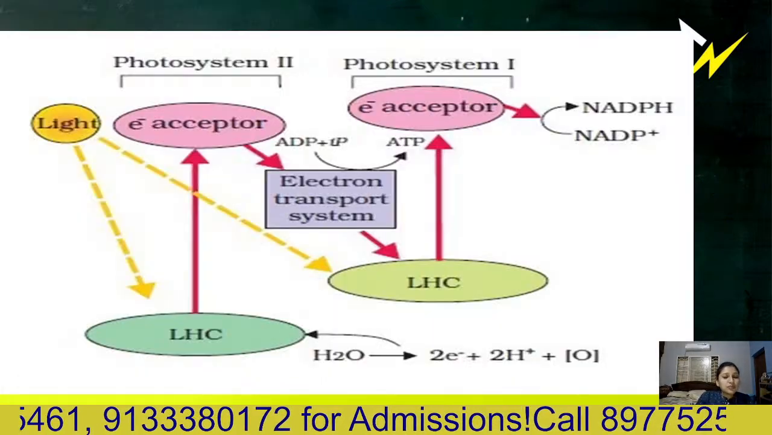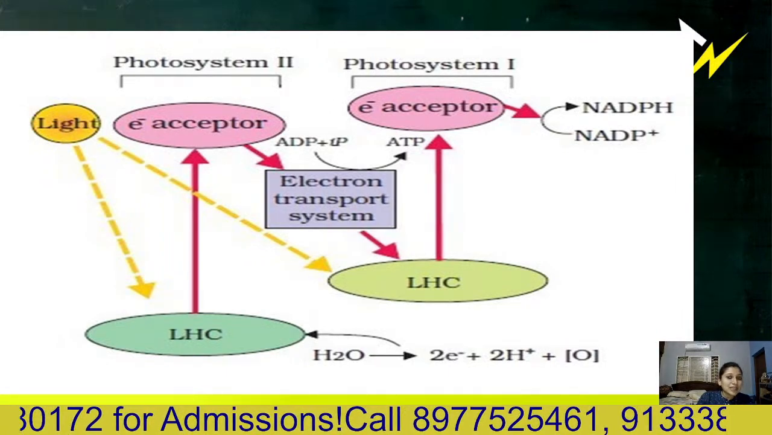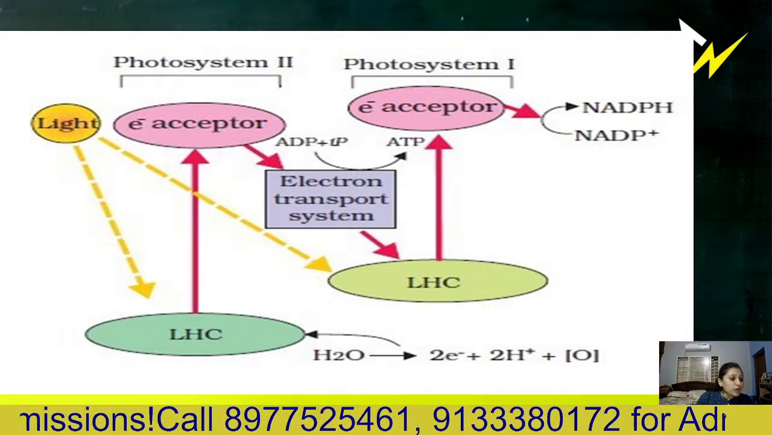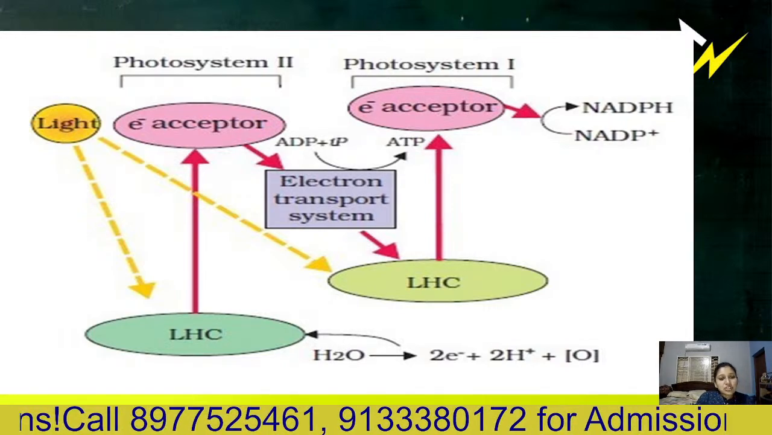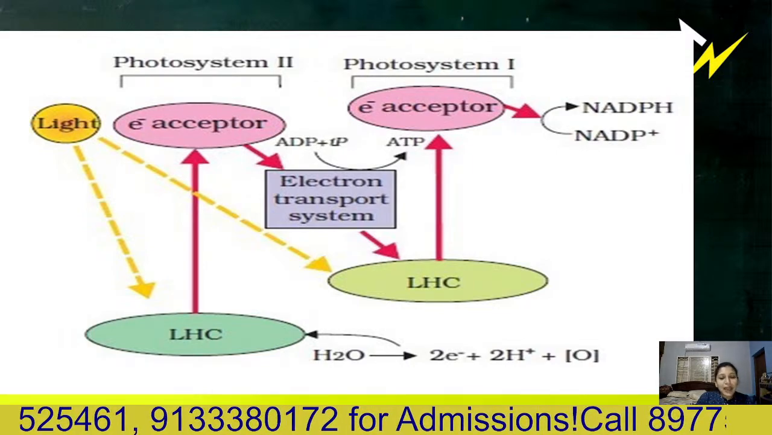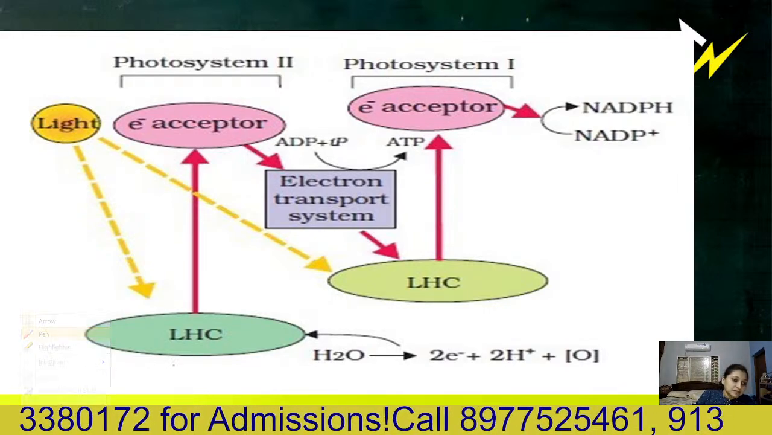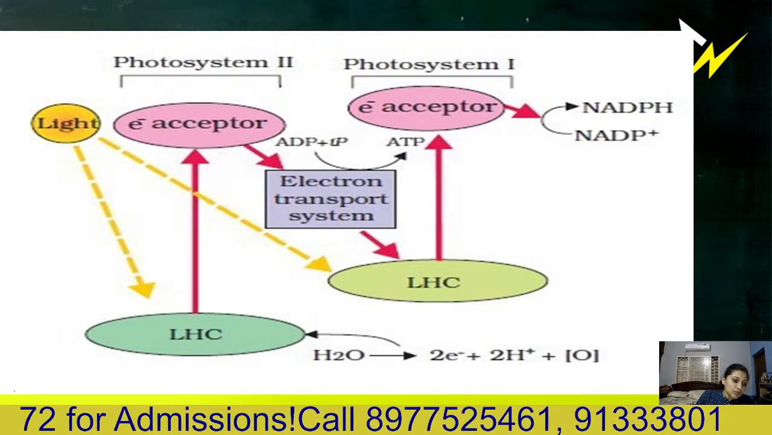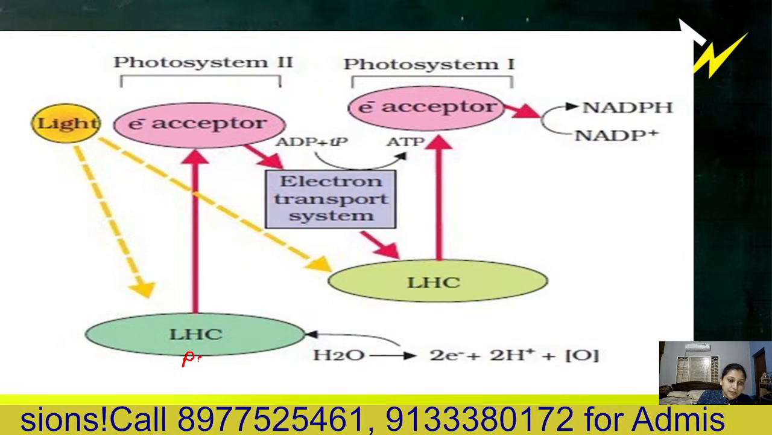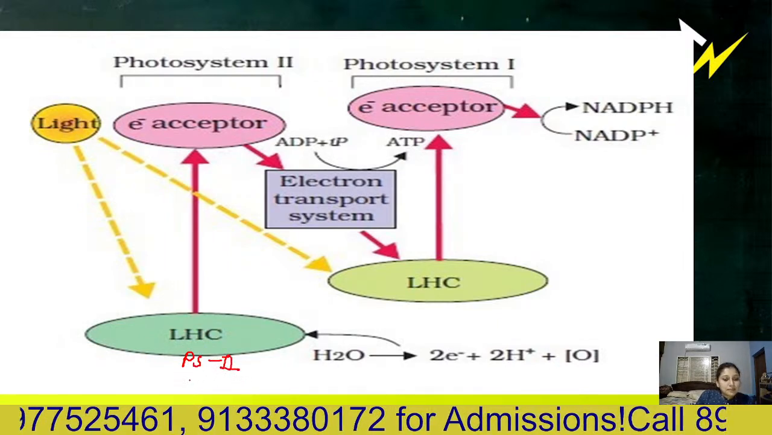Then in photosynthesis, there are two types of phosphorylation, non-cyclic and cyclic. In non-cyclic, two photosystems take part, with LHC, photosystem P700 and P680. First it is P680, this is PS2. So it starts with PS2, that is P680.